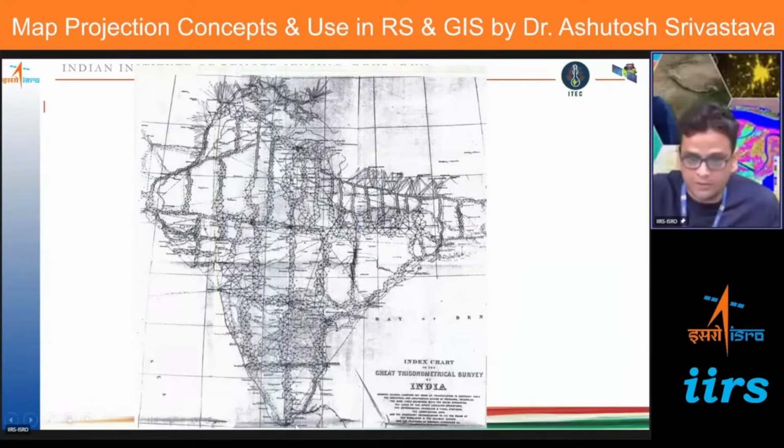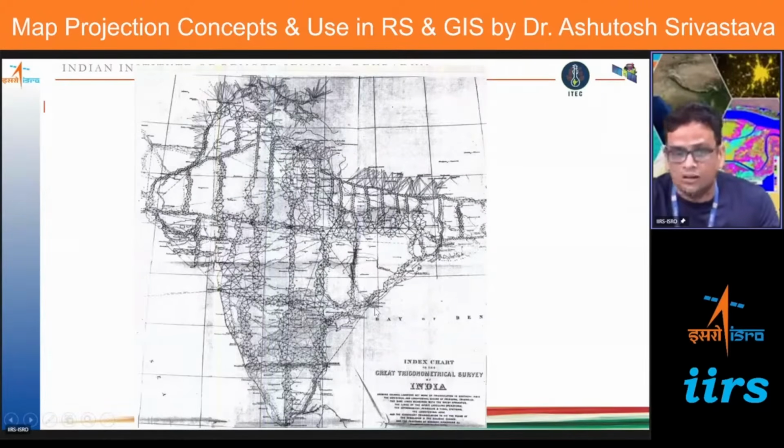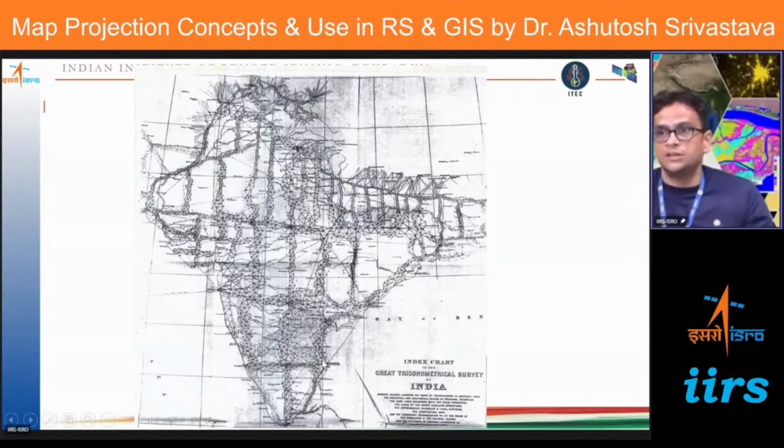This is the picture of the great trigonometrical survey that they did from Kanyakumari, the southernmost point of India, to the northernmost point, up to Everest level. They mapped basically the entire country in different segments, and based on this information, they developed this ellipsoid.